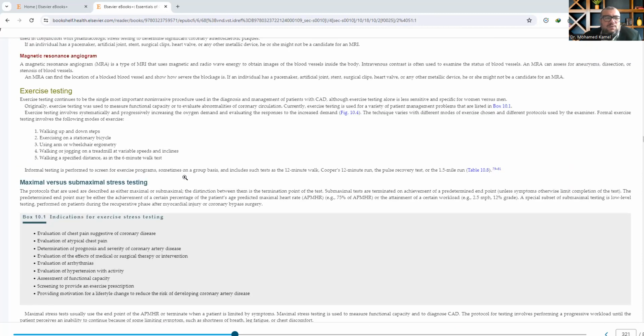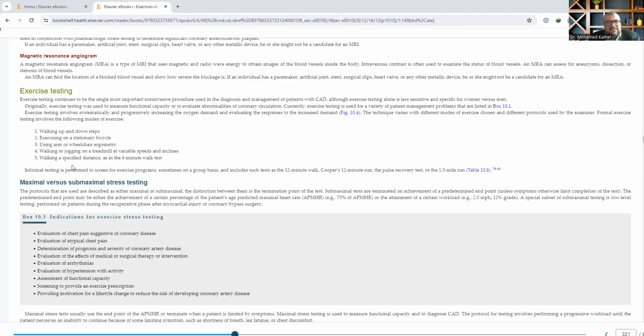Okay. So here, the different modes of exercise, this patient or this healthy individual is doing that on a treadmill, but we have also walking up and down steps, exercising on a stationary bicycle, using arm or wheelchair ergometry, walking or jogging on a treadmill at variable speeds and inclines, because for the treadmill, you can increase and change the inclination and speed. And we will be talking about the Bruce protocol, which is involving different stages with different inclinations and different speeds as well.